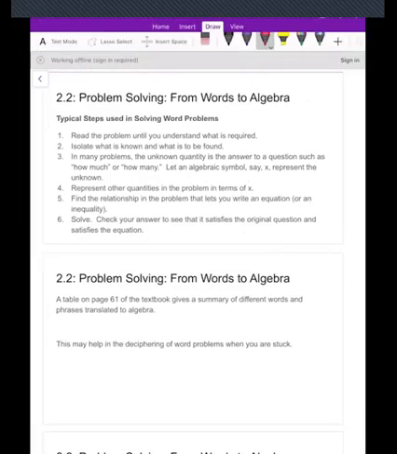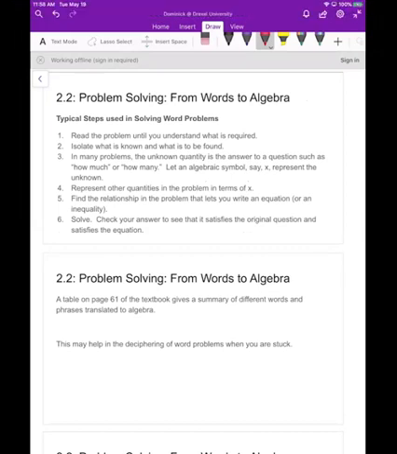Okay, guys, welcome. Today we're going to talk about problem solving, which is essentially just a fancy way of saying we're going to be looking at some word problems. Some typical steps you would use in solving a word problem are, of course, to read the problem until you understand what you need to do, right? Another good strategy is to talk about what are the things that you already know and what are the things that you need to find out.